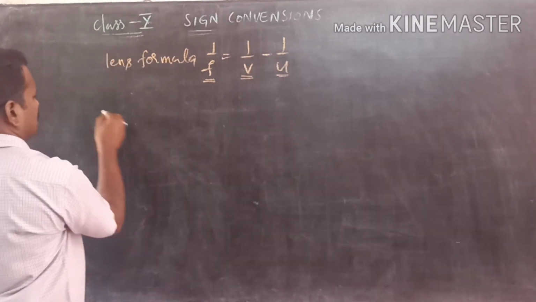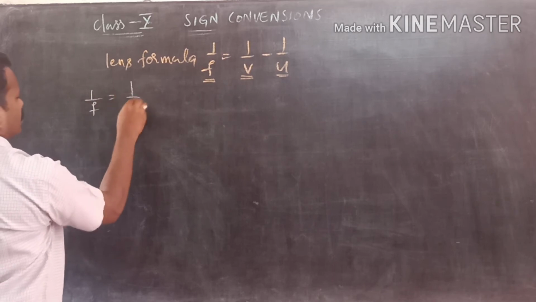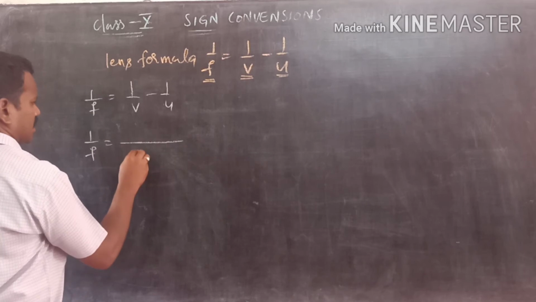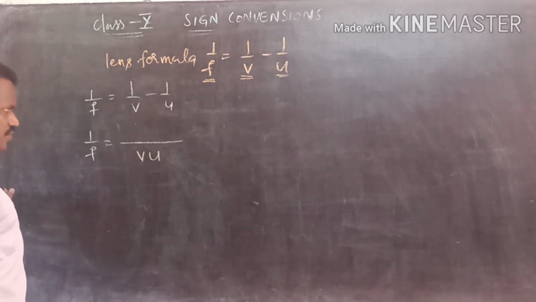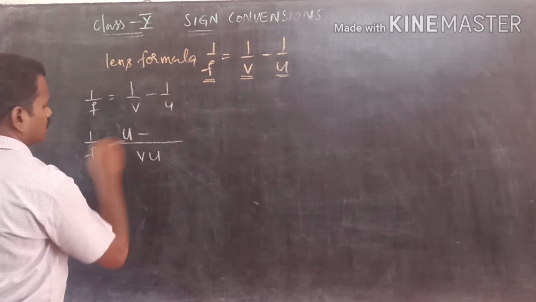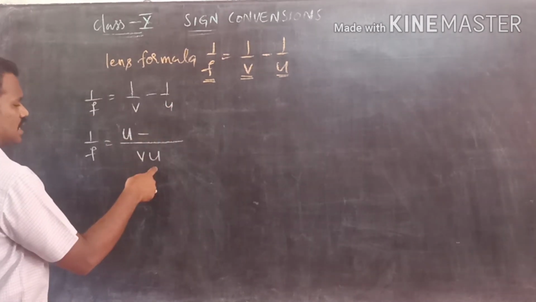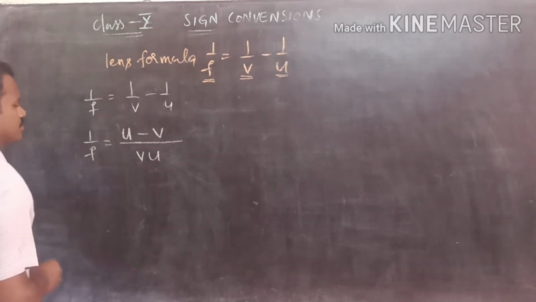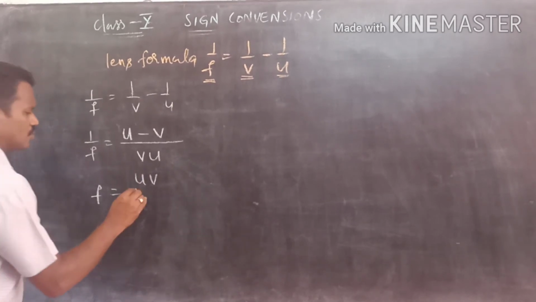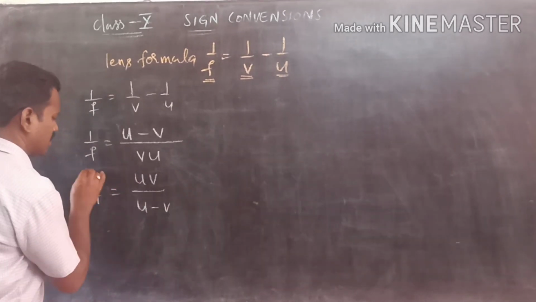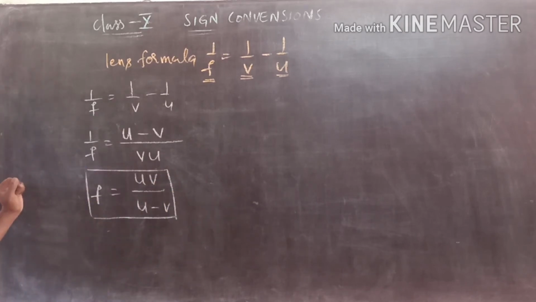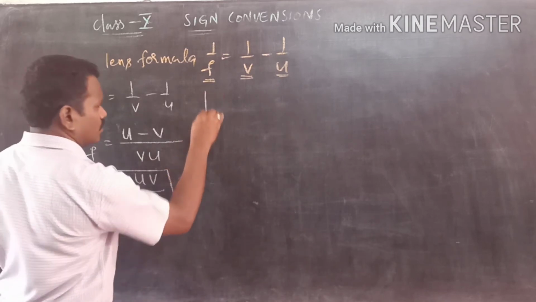Now we can derive like this also. 1 by f is equal to 1 by v minus 1 by u. 1 by f is equal to, by taking the LCM, it becomes vu. V times v cancel, then u is left, then minus u times u cancel, it becomes v. Now we can write like this also: f is equal to uv by u minus v. This is also the formula for the focal length of either a biconvex lens or a biconcave lens.